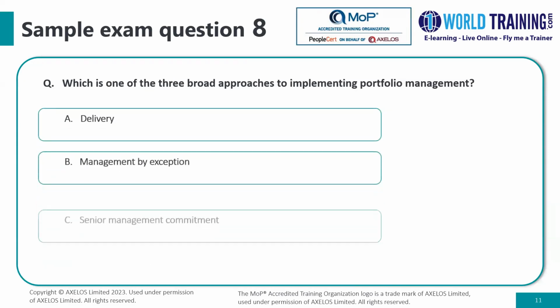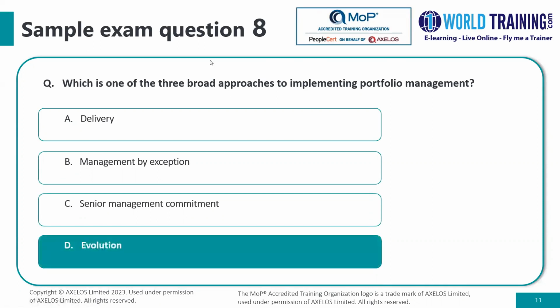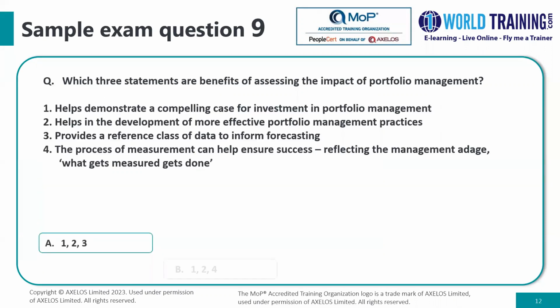Question number 8, which is one of the 3 broad approaches to implementing portfolio management? The correct answer is evolution. If you remember, there are 3 broad approaches. You have the Big Bang approach. Then you have the evolution approach, and then you have the ad hoc approach. So these are 3 approaches for implementing portfolio management. Let's move on to the next one.